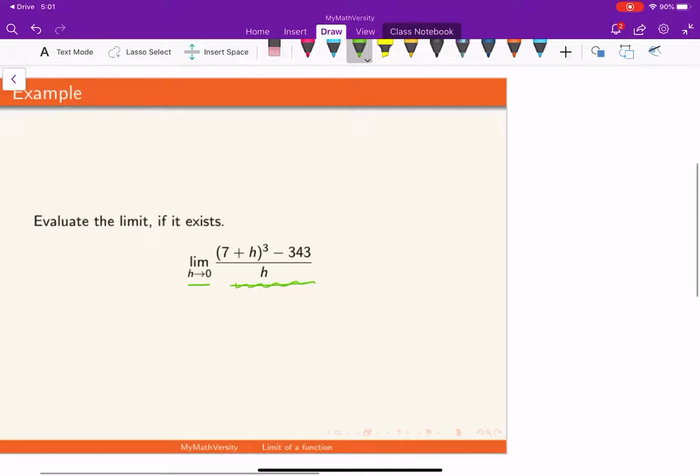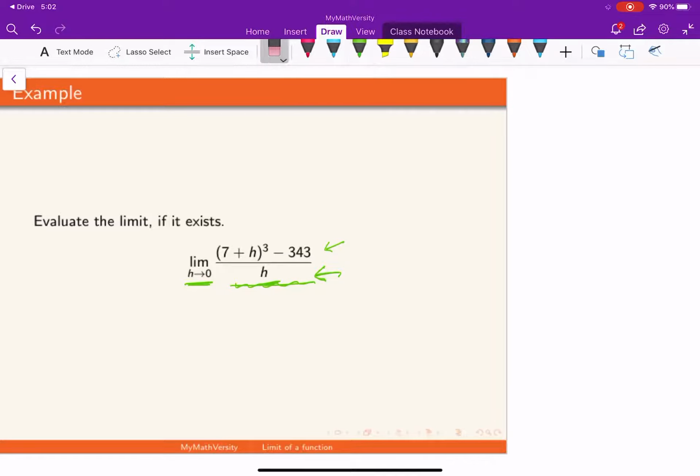So let's try to see how the function looks over here. The function is given here as cube of 7 plus h minus 343 at the top, and then h at the bottom. So if you just look here, it looks like a quotient function. If you want to try to use the quotient rule, let's try to do that. But remember, on the quotient rule, if the limit of the denominator function approaches 0, then we cannot use the quotient rule, and that's exactly what is happening over here.